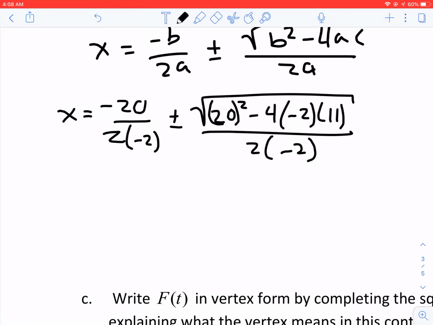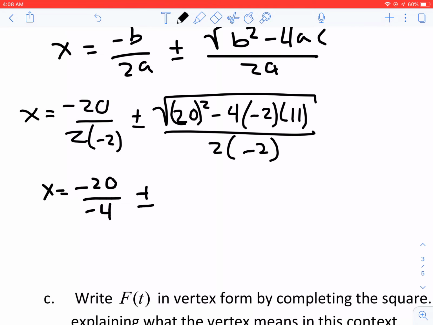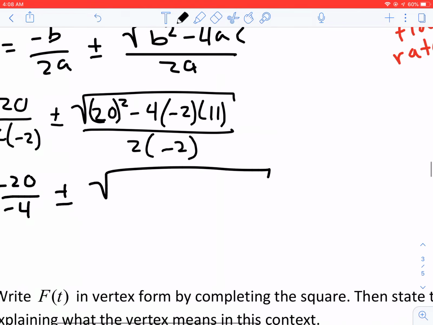So x equals negative 20 over negative 4 plus or minus the square root of 400 and then 4 times 2 times 11. And I notice I have two negatives. Negative 4 times negative 2 is positive 8, times 11 is 88. So 400 plus 88, divided by negative 4.